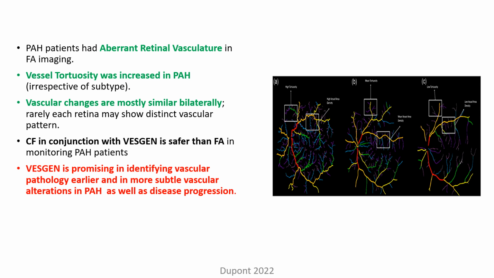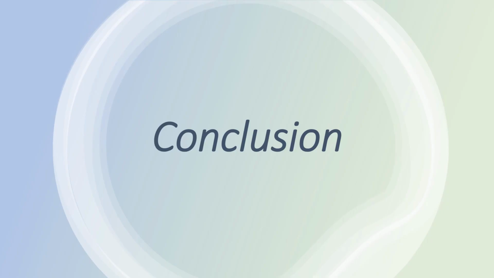Color fundus angiography in conjunction with VisGen is safer than fluorescein angiography in monitoring PH patients, and VisGen here is proved to be promising in identifying vascular pathology earlier and in more subtle vascular alterations in PH, as well as studying disease progression.